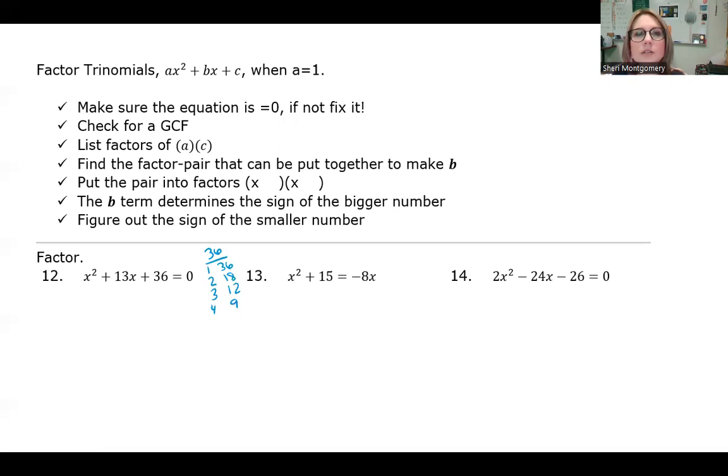Eight does not go into 36. So sometimes you don't have to have a complete list. Sometimes you can just make a short list and you've already found your factor pair. So what we're doing is we're looking for a pair.